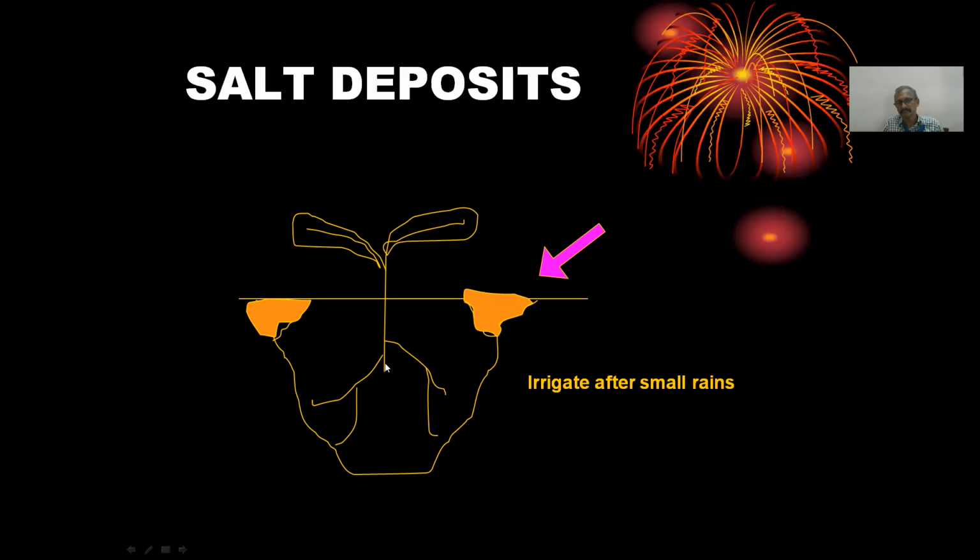So in such situations, what the farmer should do is, if the rain is very small, he has to operate the drip irrigation again and wash the root zone and move the saline deposits to the periphery. Only then the crop will regain its turgidity.